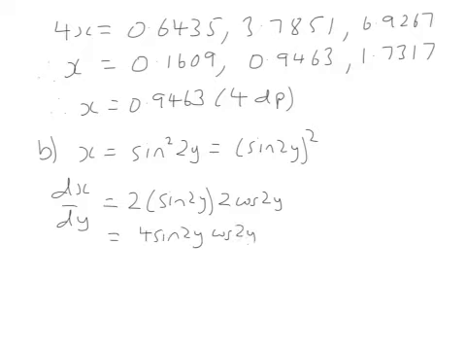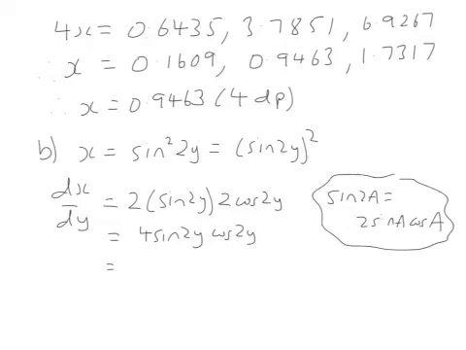cos 2y. But remember that sine 2a is 2 sine a cos a. It's one of the double angle formulas. So I can write this as 2 sine 4y. We want dy by dx, so we need to do the reciprocal of this. So it's a half, reciprocal of sine is cosec.